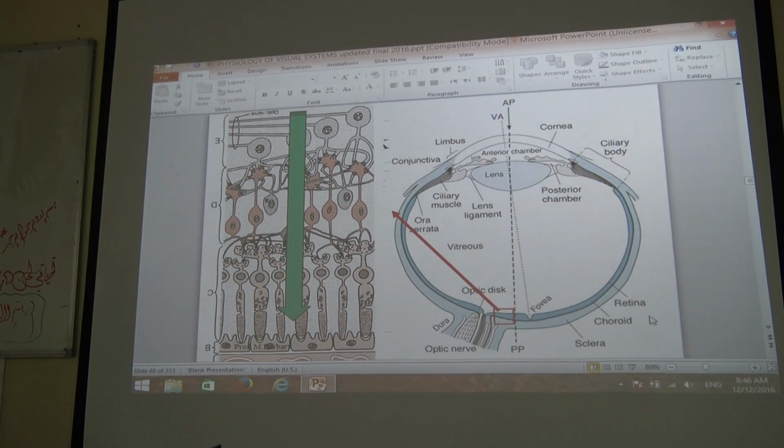تاني حاجة removal of the old discs from the receptors. Removal of old discs. يعني عارفين إن في renewal of discs. Renewal of disc يعني disc بتتكون near the inner segment and then go to the outer segment. Pigmented cell layer absorbs the light after stimulation of the receptors and removes old discs from the rods. Okay?